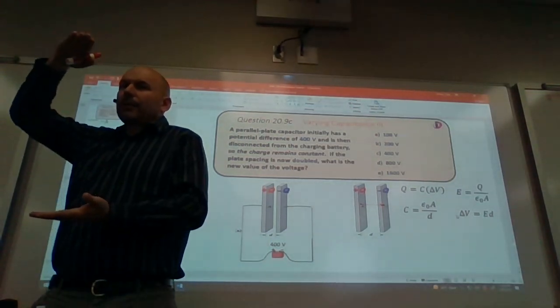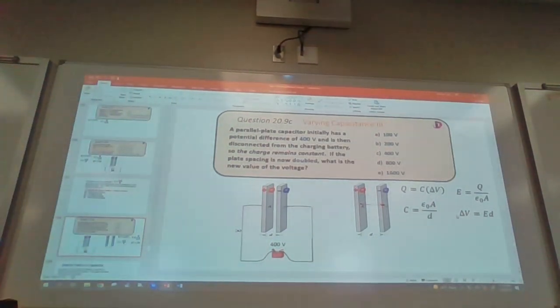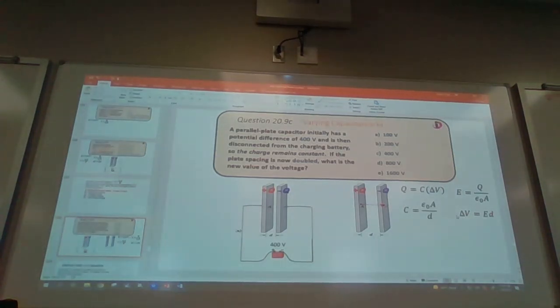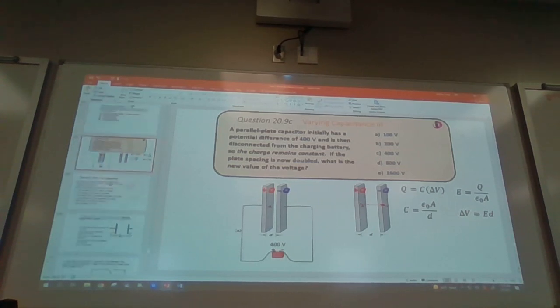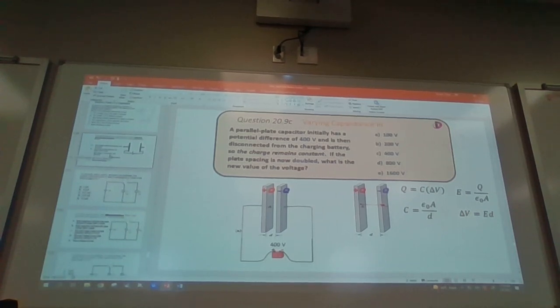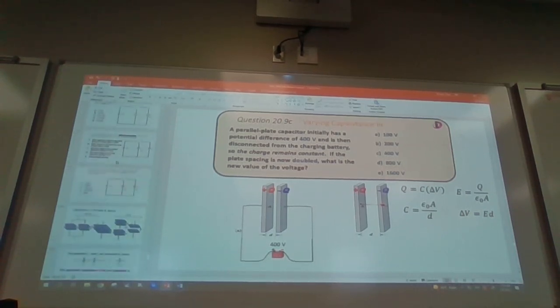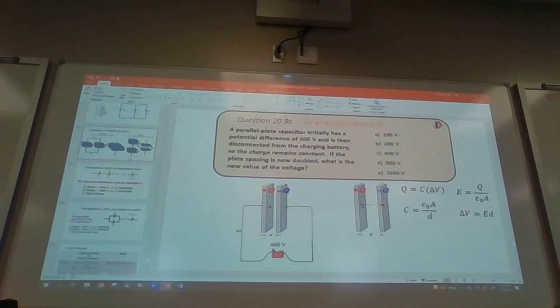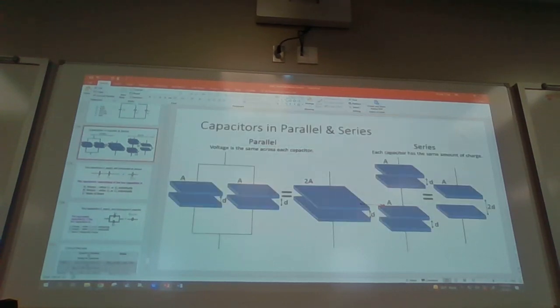Just like it would be a higher elevation for gravity. You all right with that? Oh yeah, because the electric field is the same. Okay, for the sake of time, I want to quick hit these things.